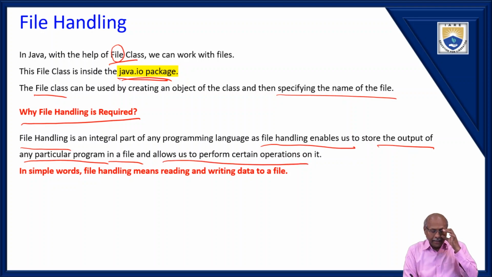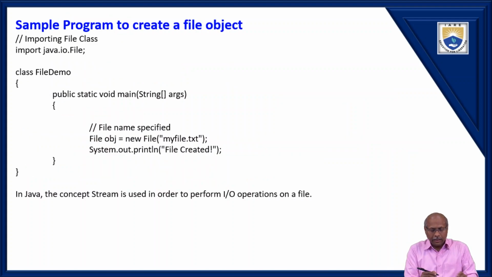So whenever I say file handling, always two things you have to remember. One is reading the content from file. Second is writing data to a file. So file handling means reading as well as writing. Both are the two standard operations. So how to perform these operations? Those things we'll discuss. See, the first simple program, first we'll see how to create a file object.